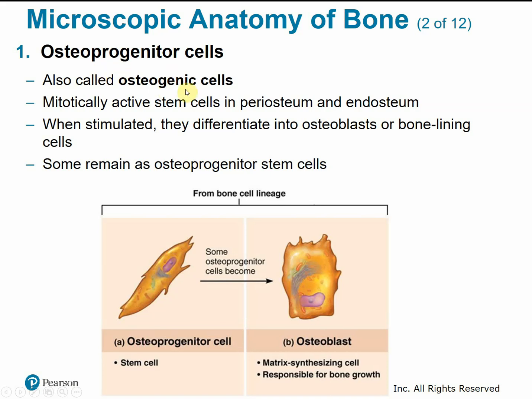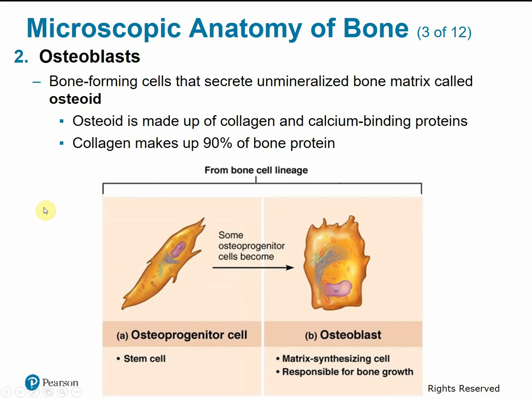And genic means like genesis, so the beginning or formation of. So these are all beginning to form other bone cells. So all of our bone cells will be derived from these stem cells. Osteoblasts are bone-forming cells that are going to secrete the bone matrix.